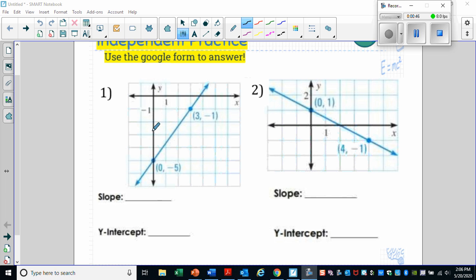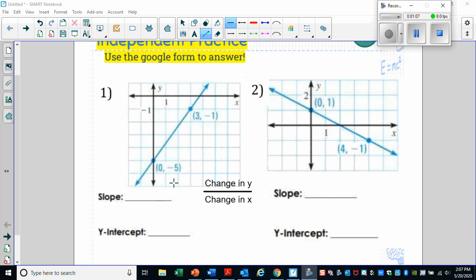Then we need to figure out first how far up and down we go. So that is our change in y. Either we go down or we go up. So for the slope, it is change in y over change in x. That's for both problems 1 and 2.